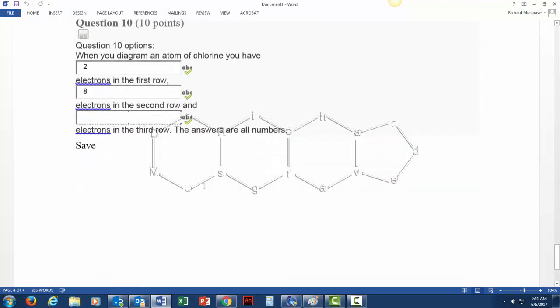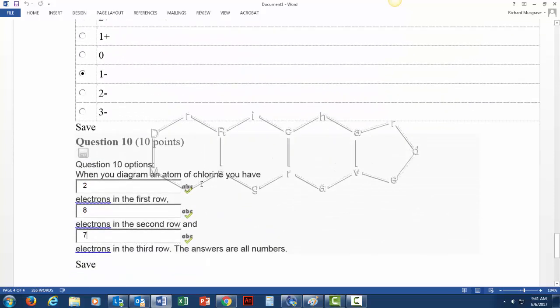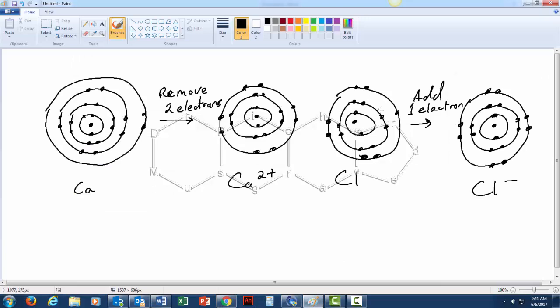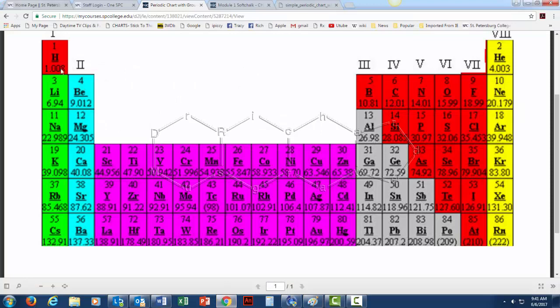The last one here, when you draw an atom of chlorine, you have 2 in the first row, you have 8 in the second row, and 7 in the third row. And again, I've got it here in this diagram. You can see that the reason for that is because when we get it off the periodic table, we do have 2 in the first row, we have 8 in the second, and we count 1, 2, 3, 4, 5, 6, 7 to get to chlorine here in the third row, and that's how we can obtain the number of electrons in each row for chlorine.